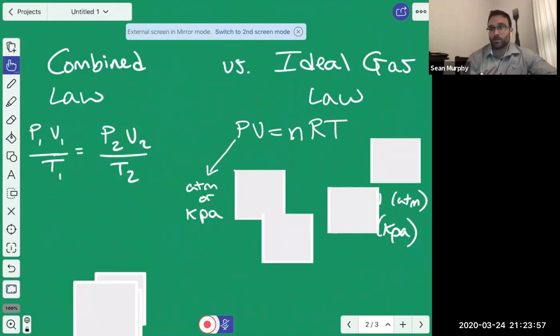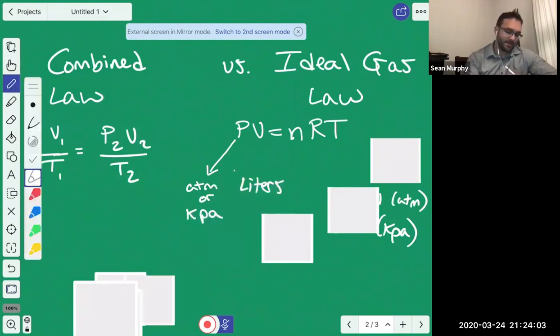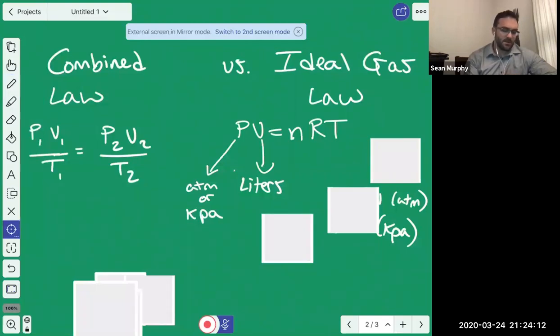Now volume, I wonder what unit volume has to be in. It has to be in liters, okay? Has to be in liters. Before, on the combined gas law, as long as the volumes were in the same units, everything was fine. It could have been milliliters and milliliters, or liters and liters. However, for the ideal gas law, it's pretty finicky. It has to be in liters because we have these two additional variables and all of the units have to align.